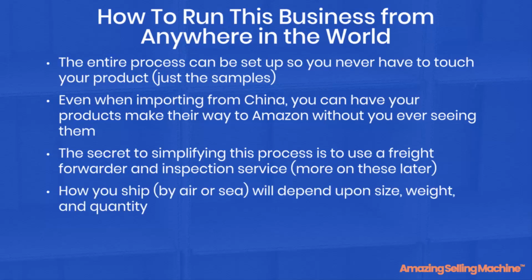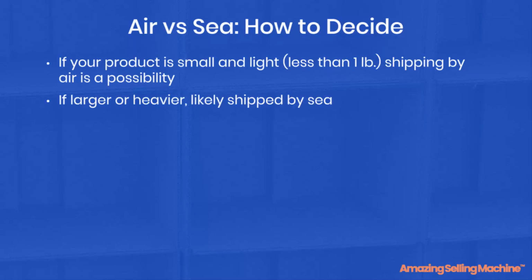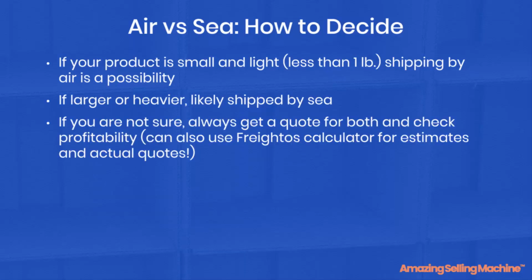Now, how you ship your products, by air or by sea, will depend upon the size, the weight, and the quantity that you're shipping. So how do you decide which to use? Well, if your product is small and light, so think of less than a pound, shipping by air is a possibility. If it's larger or heavier, you'll likely need to ship it by sea. And if you're not sure, simply get a quote and check both air and ocean for profitability. I like using the Freightos calculator tool to get both estimates and actual quotes because it makes it incredibly simple to compare different shipping methods and companies.